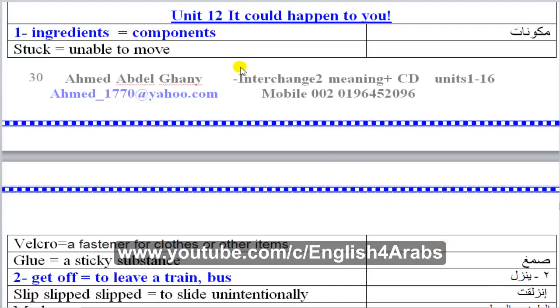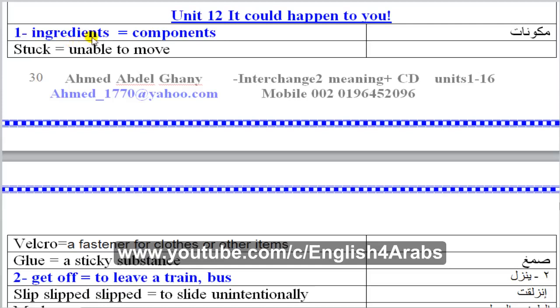Welcome to English for Arabs. Unit 12. Part 1. Interchange 2, 4th edition. Unit 12. It could happen to you.